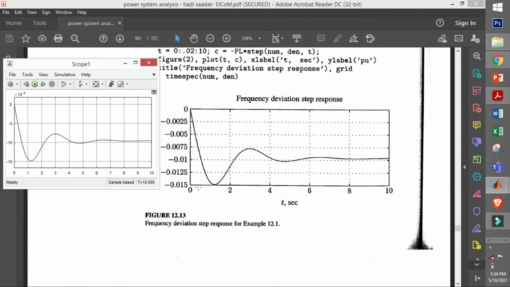Their minimum point is 0.015. Here you can check, for us it is minus 15 into 10 raised to the power minus 3, that is 0.015. And around 10 seconds it is settling. For us also it is settling at this point. So these two curves are exactly the same, and we have drawn this from this model.